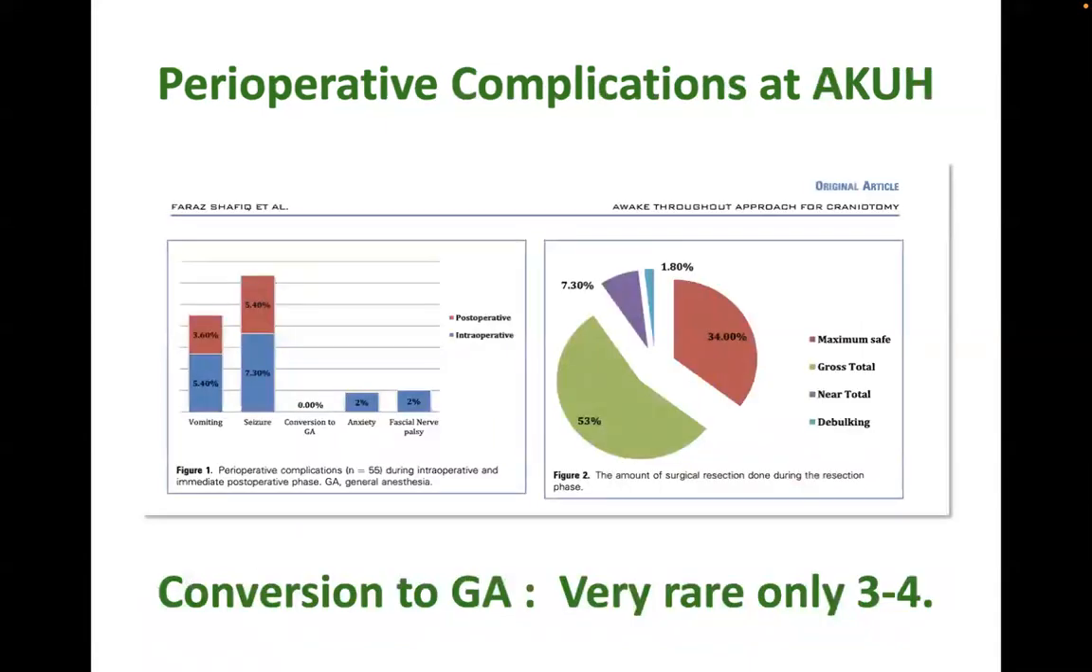So if we see our local data, this is the data from our hospital. The incidence of vomiting is around 0.4% intraoperatively. Similarly, the incidence of intraoperative seizure is 7.3%. Conversion to general anesthesia, very low. That study was published, I think, somewhere around 2017-18, and still to date, the incidence of conversion to general anesthesia is very, very rare. Only 3 to 4 of our patients required conversion to general anesthesia. Similarly, the incidence of anxiety was around 2%, and facial nerve palsy was around 2%. So that was the incidence in our local population.